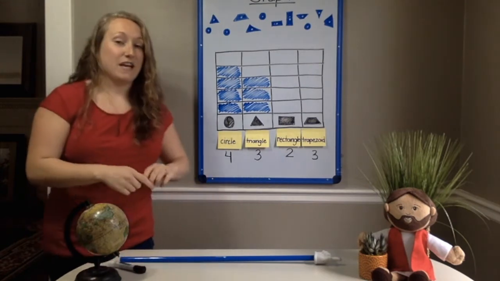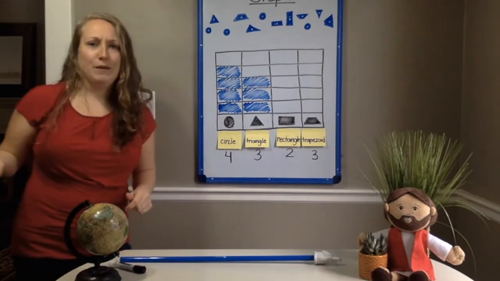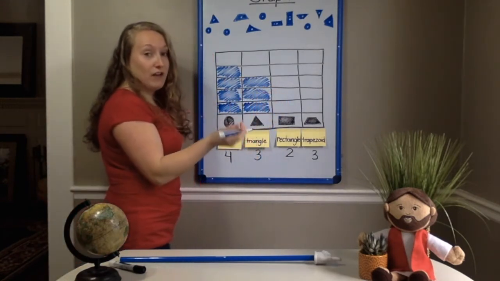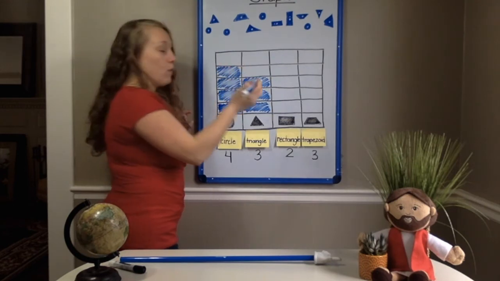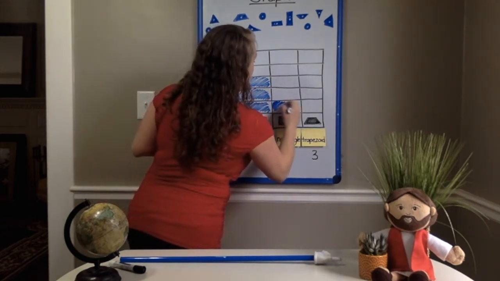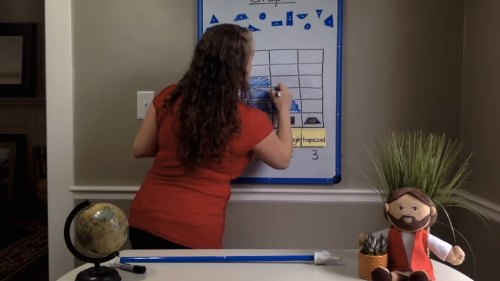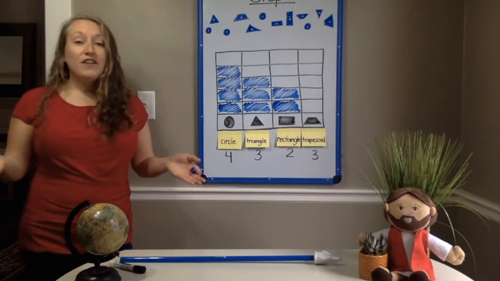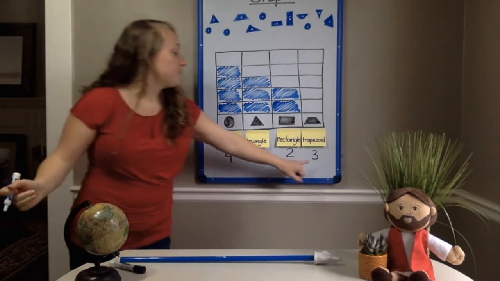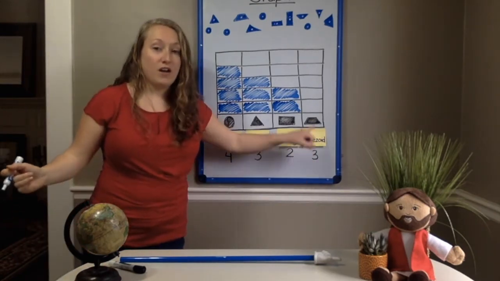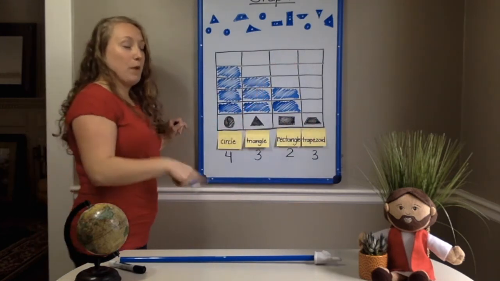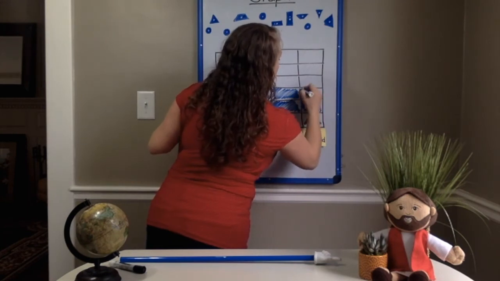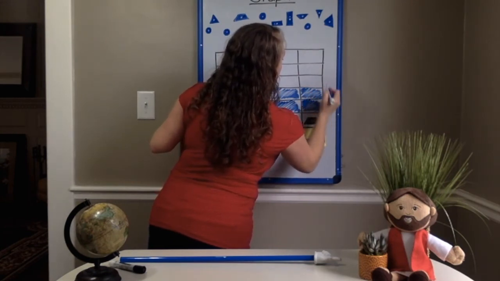Now I need to color my skyscraper as long as Pete the cat stays over there and doesn't take any more of my shapes. 2 rectangles. So I'm going to color the rectangles on my graph now. Remember, we're starting at the bottom, working our way up. 1, 2. And our very last shape today is the trapezoid. We have 3 trapezoids, so we're going to color on our graph, making our skyscraper from the bottom up. 1, 2, and 3.